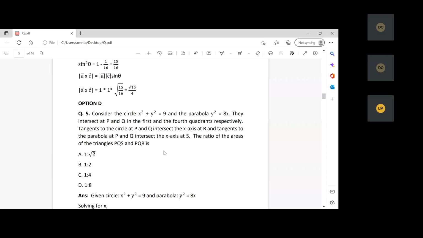They're asking us to find out the ratio of the areas of the triangles PQS and PQR. I know you have studied different things. Maybe you are thinking about different formulas. So just read the question 2 to 3 times and think how we will be able to draw a diagram with all these things about the tangents, about the parabola, about the circle.